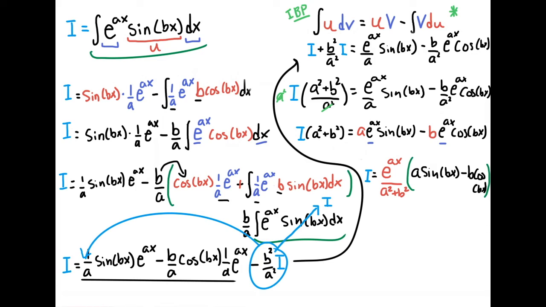So finally, our final solution to this problem is the integral, this I that we started with, is equal to something that actually looks really nice. E to the ax over a squared plus b squared multiplied by a sine bx minus b cos bx. And then finally, all you have to do is just add c, and there's your final answer.